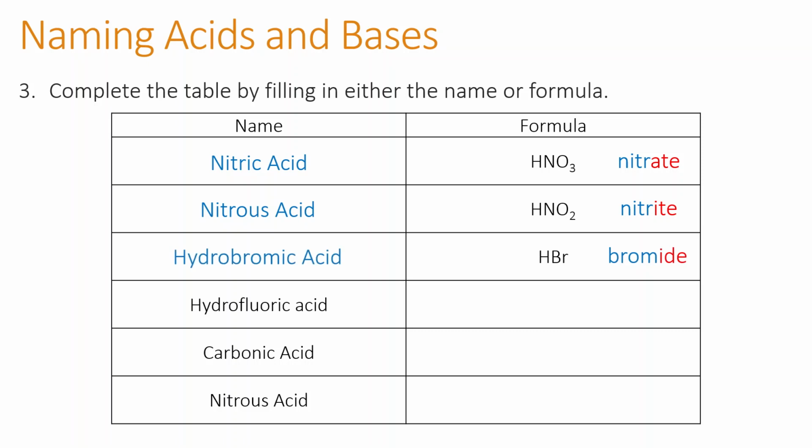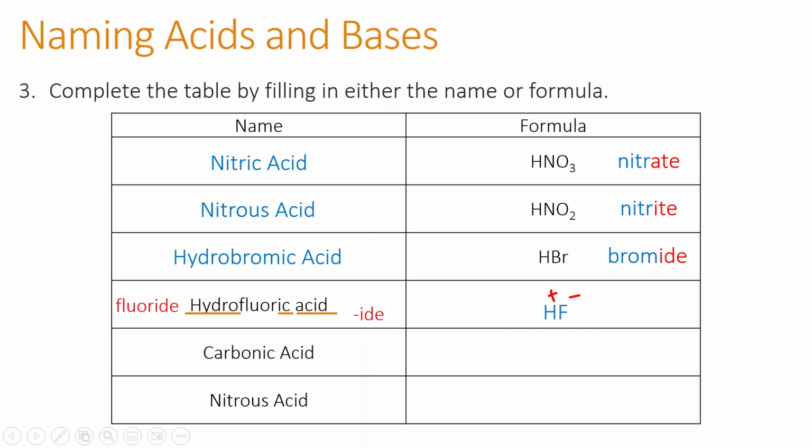So now we want to go in the opposite direction. We have names and we want to figure out the formulas. So my first acid here is hydrofluoric acid. So this tells me that my anion originally ended with "ide." So this is going to be fluoride. So my acid formula is going to be HF. H forms a +1 charge in compounds, and fluoride forms a -1 charge in compounds. So that formula is already neutral.